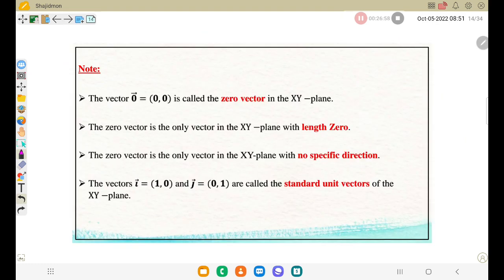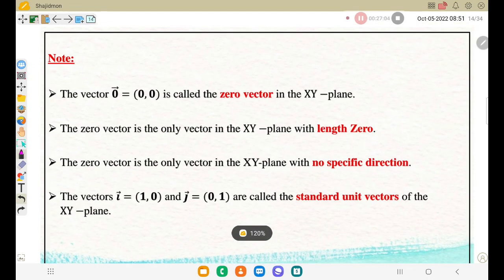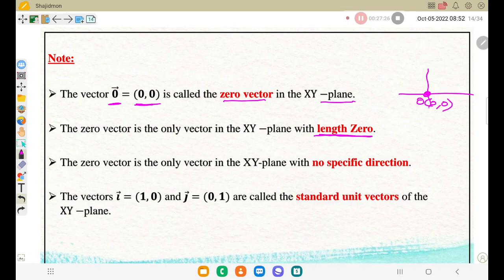Now we will discuss some small notes here. You know in the xy plane, what is the center? I told you (0, 0), correct? This point we call the zero vector. The zero vector always has length 0. It is just one point, the O point (0, 0). So the distance is 0, the length is 0, and it is the only vector in the xy plane with no specific direction, because for a single point any direction is possible.